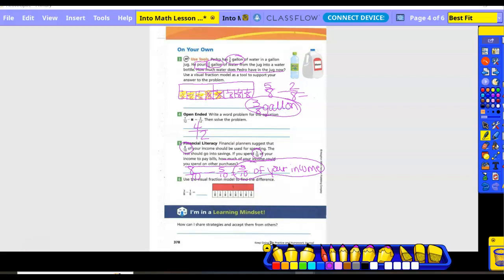Number 6, use the visual fraction model to find the difference. So they already set it all up for us. We just have to shade, right? So they started with what, guys? 3/8. So we have to lightly shade 3/8. Okay. And then how many did they get rid of? 1/8. So what are they left with? 2/8. Now, they're not asking for things to be simplified, but if you did, could 2/8 be simplified? Yes, to 1/4.